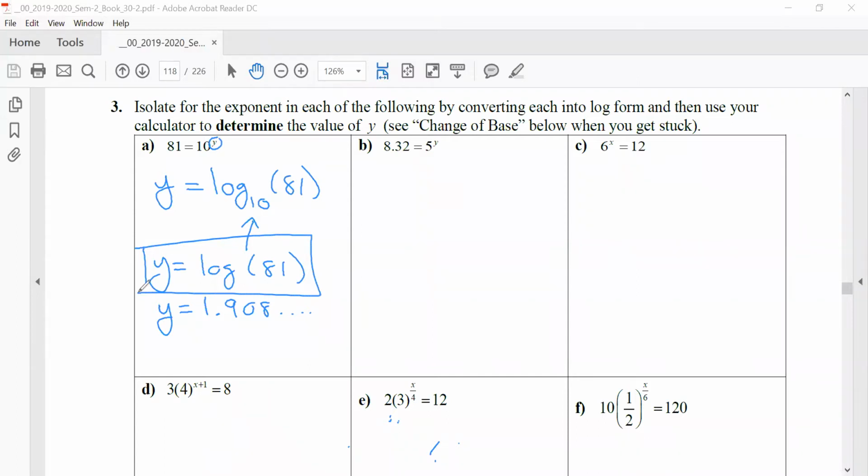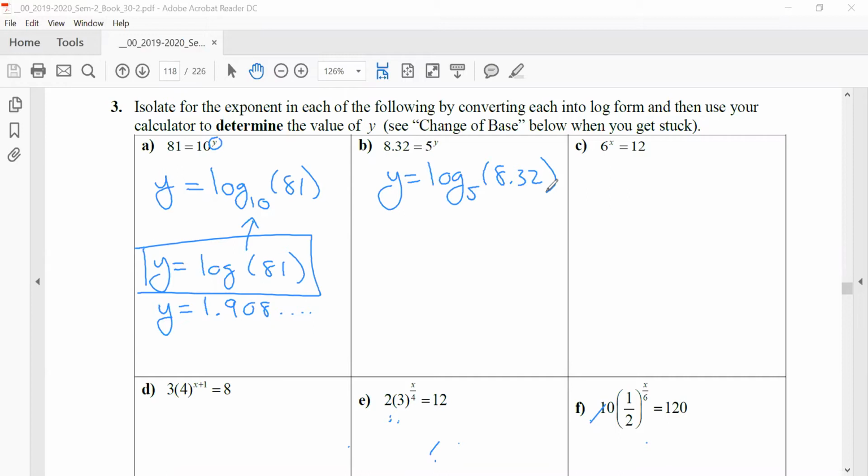Same idea. It's an exponential function, unknown exponent. I can't make the bases the same, or at least not very easily. So I'm going to switch to a logarithm. Base stays the same. The other two parts switch. Now, this is a base of 5. It's not a common logarithm. So those of you who have the log base button are able to put that in your calculator.